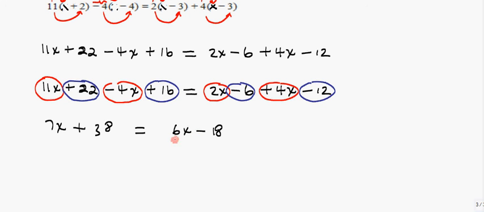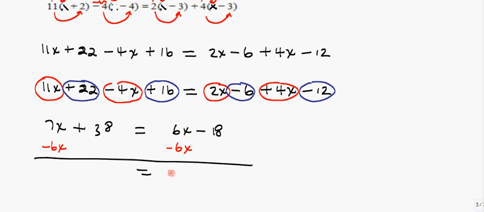But I'm going to move the 6x over to here. And I do that by subtracting 6x from both sides. Why? Because that's a positive 6x. And if I subtract 6x from it, then on the right side, I'm left with just negative 18, which is what I wanted. I didn't want that 6x here. On the left side, 7x minus 6x is 1x. Then I'm just going to bring down that plus 38.